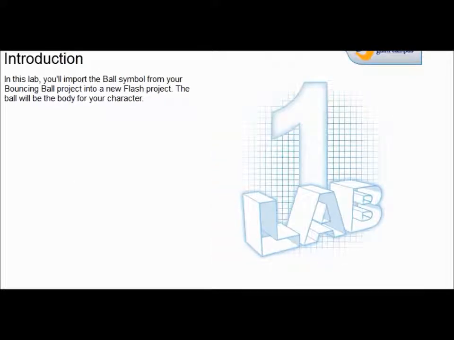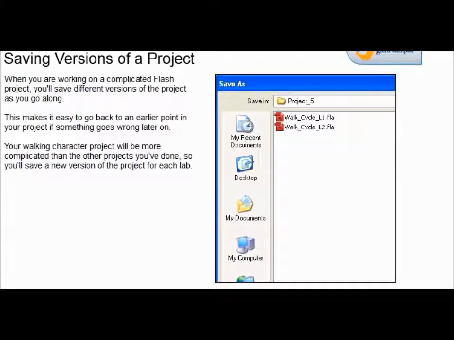What do you do in Lab 1? You import the ball symbol from your bouncing ball project to a new Flash project. Then you're going to have that ball be the body for your character. One thing we do in this project that's a little different from other projects, when we save this, we save different versions of the project. Why do we do this? It makes it easier if you make a mistake to go back to an earlier version of your file, because this is a little more complicated than the project you're used to.